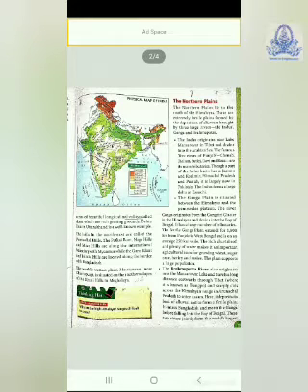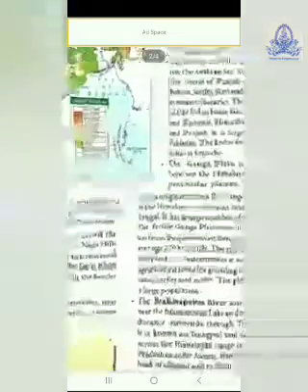Okay, now as we know, the plain is the flat area where the factories, roads, transport, buildings, everything should be constructed. Okay, so now we next move to the Brahmaputra River.